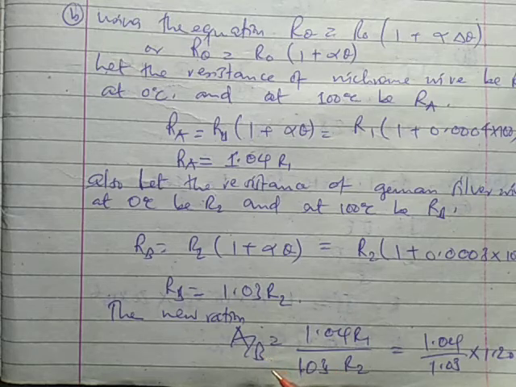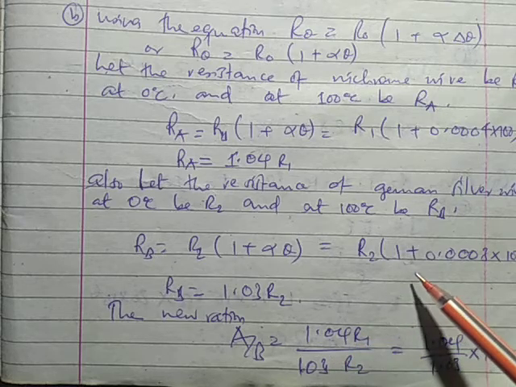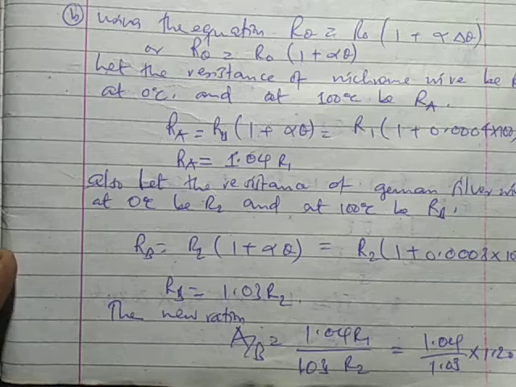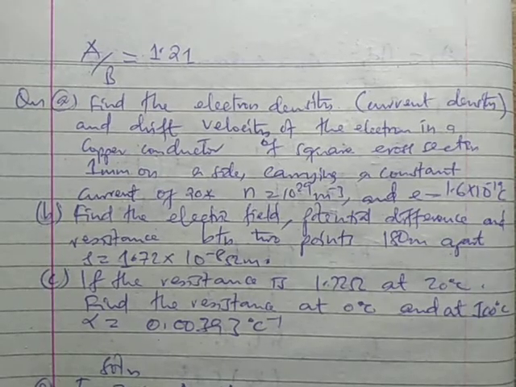So taking RA and RB, that means the ratio of the resistances, because the change in temperature is known, taking this times this, you will get this. The ratio of the resistances for a change in temperature of 100 will be 1.21.